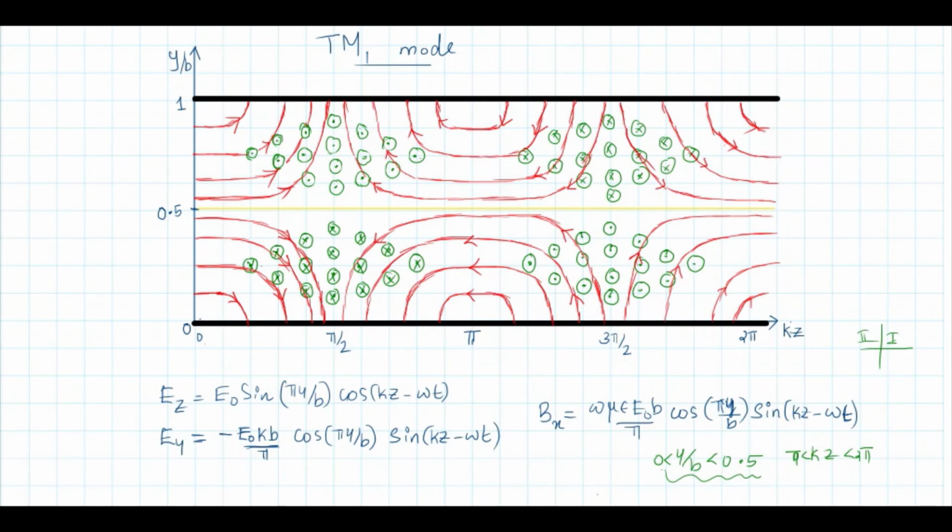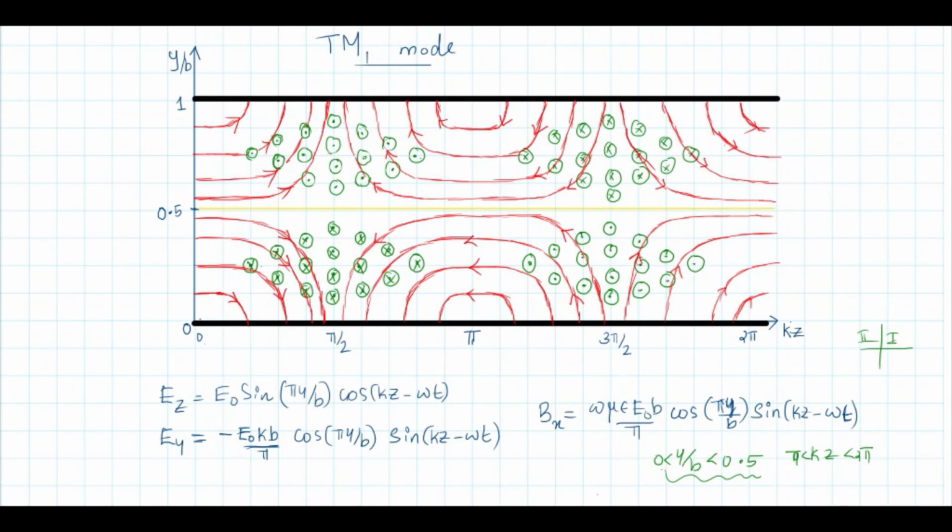Again, cos is positive, as we are considering just up to 0.5 in this region. Sin kz is between pi and 2 pi, so sign becomes negative, and this Bx becomes negative. That is along the negative x direction. That is out of plane. That is why I put a dot with a circle around it.